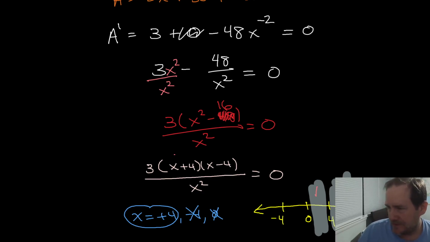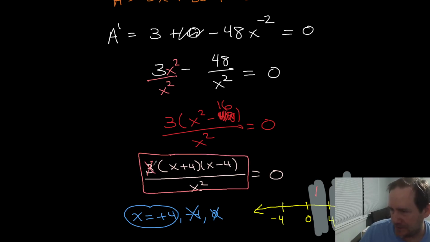And where are we testing? Right in here, in the derivative. And the 3 is kind of irrelevant because it's positive, so it doesn't do anything. But if I plug in 1, I get a positive, a negative, a positive. So we are negative. If I plug in 10, I get a positive, a positive, a positive, so we're positive.